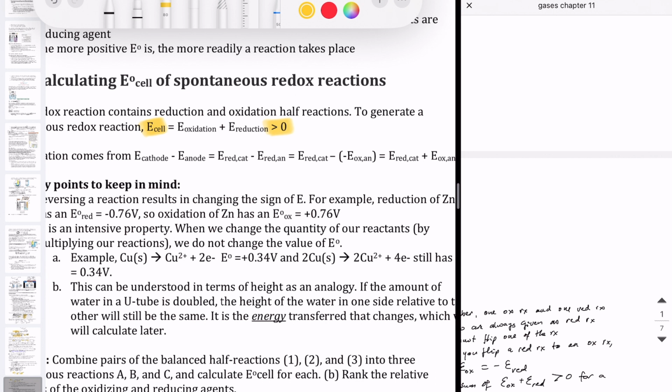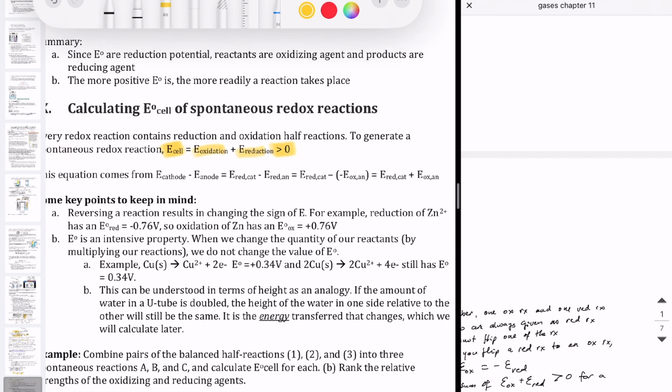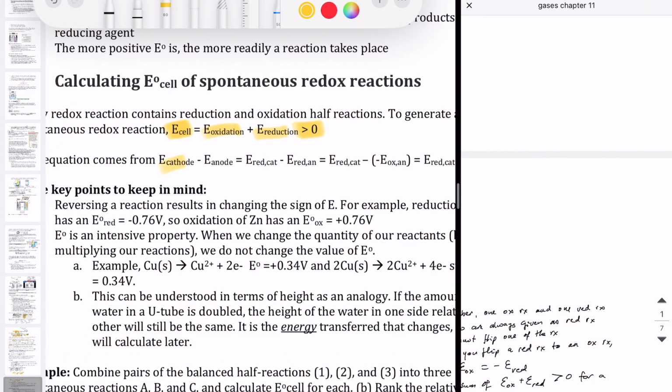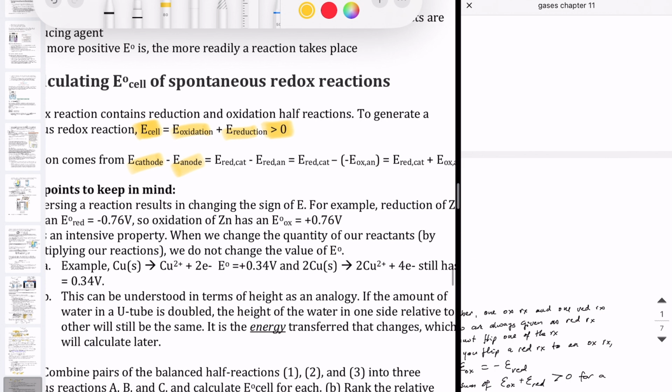And of course, that means the sum of the oxidation and reduction potential values has to be positive. That's one way to calculate it. The other way is to assign one electrode to be the cathode and the other to be the anode, and if you subtract those two numbers, it should give you a positive number as well. If it doesn't, the pairing doesn't work. If it gives you a positive number, the pairing works.